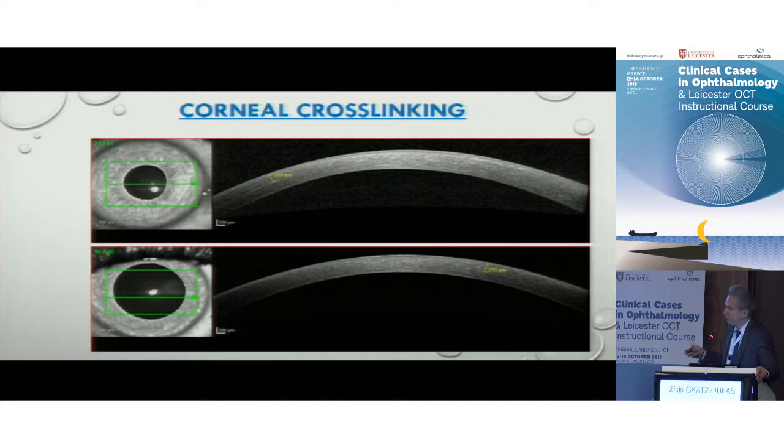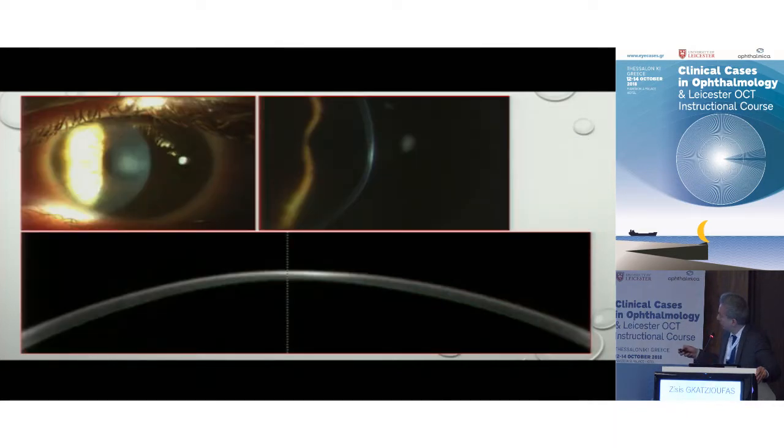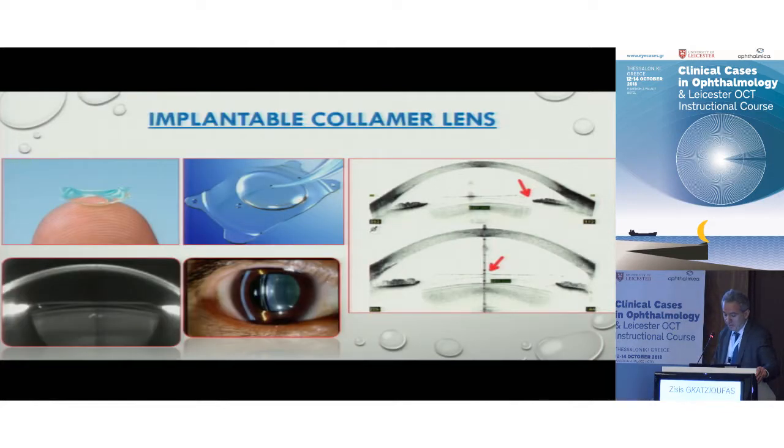So a superficial demarcation line is this hyper-reflective light line that you can see here. The deeper this demarcation line, the better, actually, the more effective the cross-linking treatment that we have performed. And there are other cases when we have formation of haze, sub-Bowman haze after cross-linking, which is also visualized on slit lamp, but the best way to visualize it is actually the anterior segment OCT.